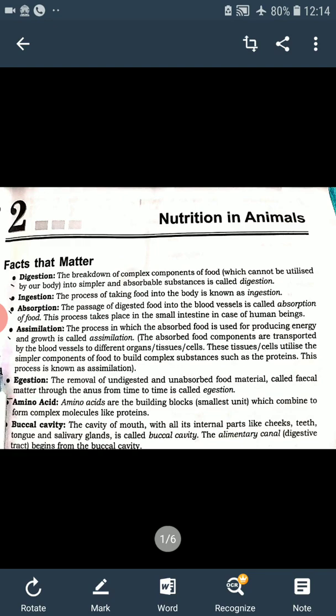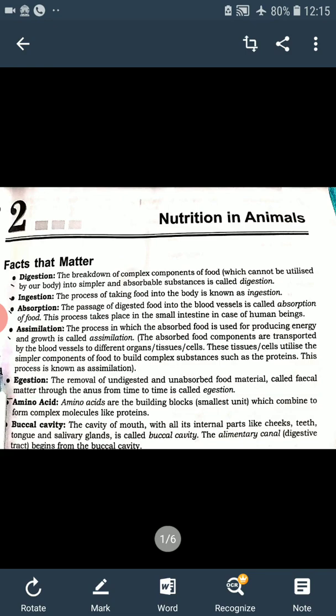Cells utilize the simpler components of food to build complex substances. Again, what will cells and tissues do? Cells utilize the simpler components, that is, the already digested food. The complex components have been converted into simpler components, and those are utilized again to build up complex substances such as proteins. This process is known as assimilation.